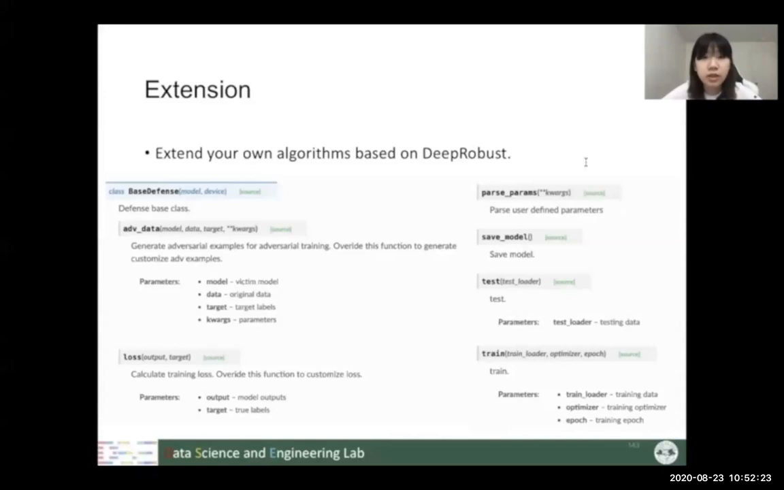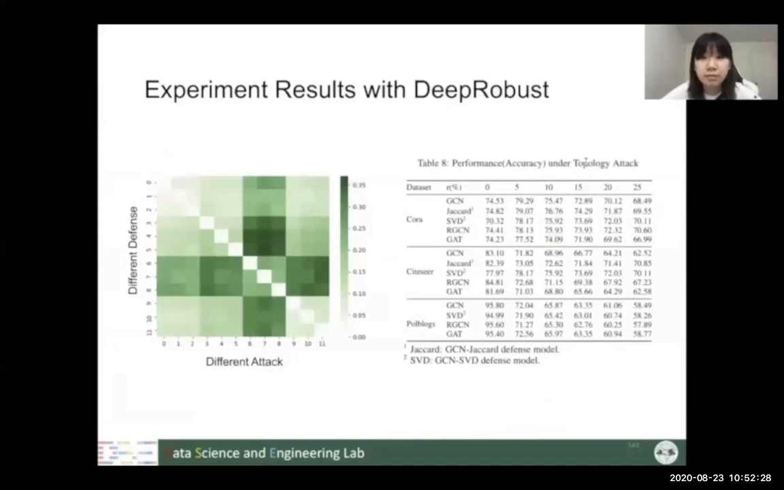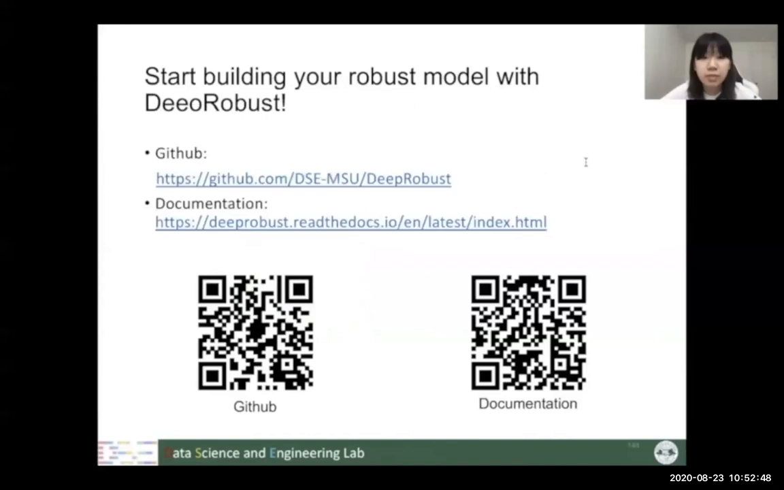And here we show some results we generated. The left one is a heat map that shows the performance of different image attack methods against different image defense models. And the right one is the performance of one graph attack on different datasets. So you can start to do experiments to evaluate your defense methods very fast. The link of DeepRobust is provided here. And we also have the documentation. Use your phone to scan the code and you will get access. Get more detailed information from the documentation and README file.